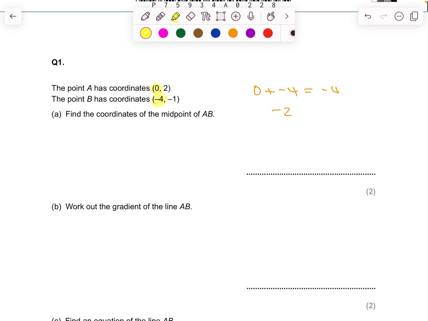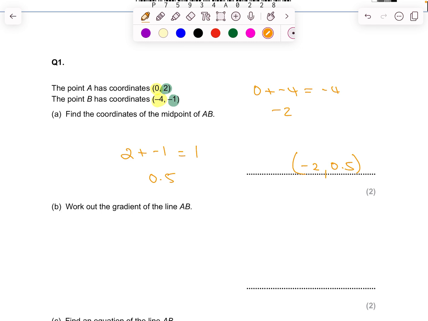Do the same with the two y values. So 2 plus minus 1 gives you 1, and then half of it is 0.5. So your coordinates should be minus 2, 0.5. Or you can write a half, that would be absolutely fine as well.